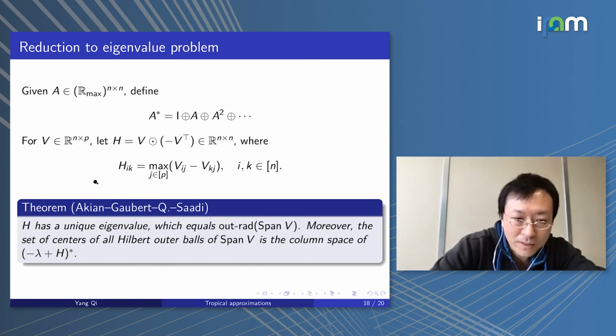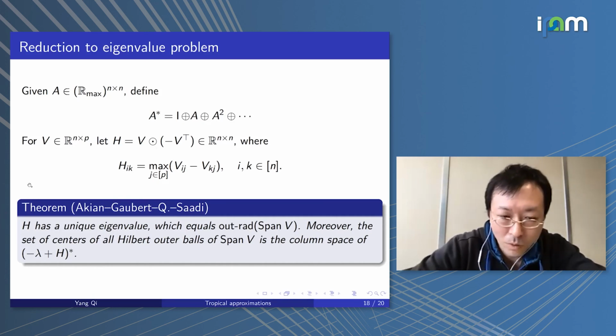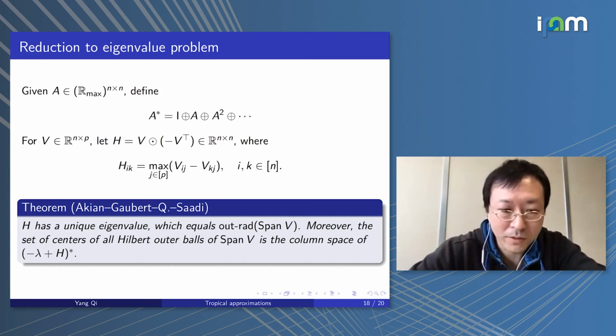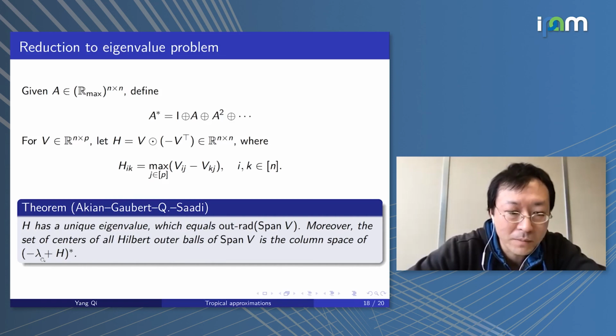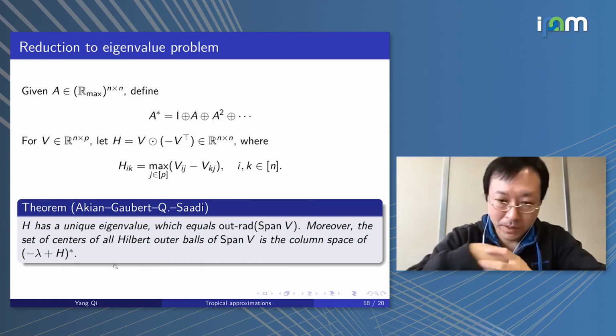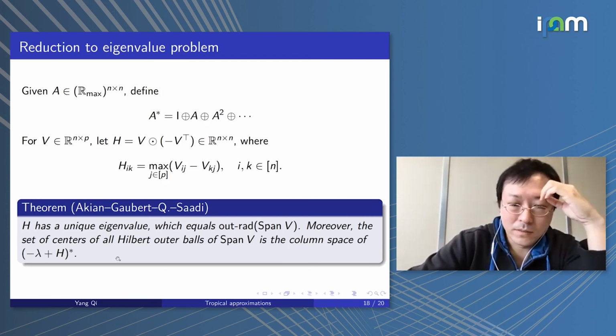We can show, in fact, that this newly defined matrix H has a unique eigenvalue, and this eigenvalue is exactly the outer radius of the column space of the tropical matrix V. Moreover, all the centers of the Hilbert outer balls of the column space of V will form the column space of the matrix negative lambda times the identity matrix plus H star. Okay, so by this theorem, we see that to find the best rank 1 approximation of a tropical matrix, we only need to compute this unique eigenvalue of H.